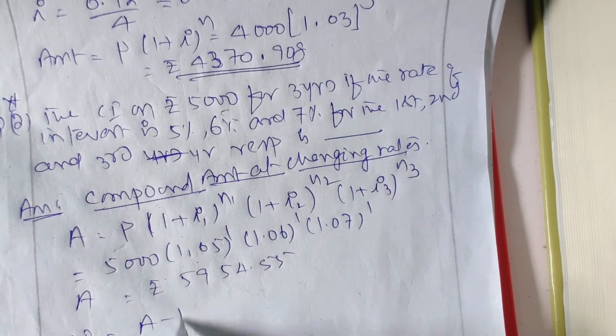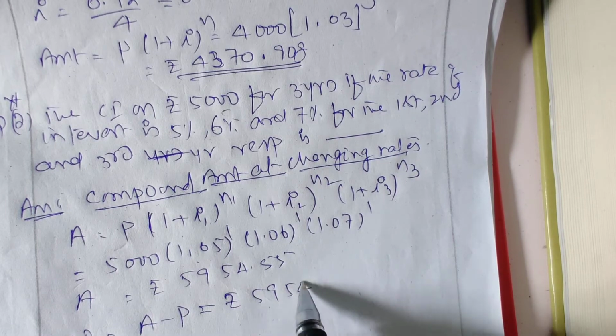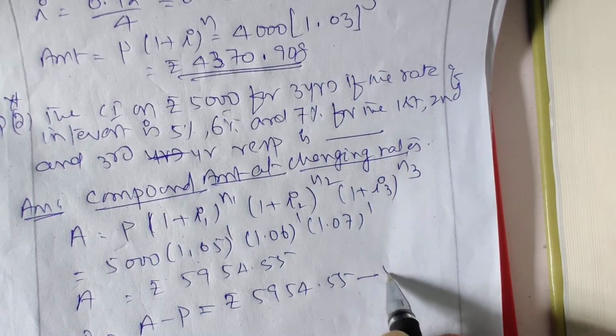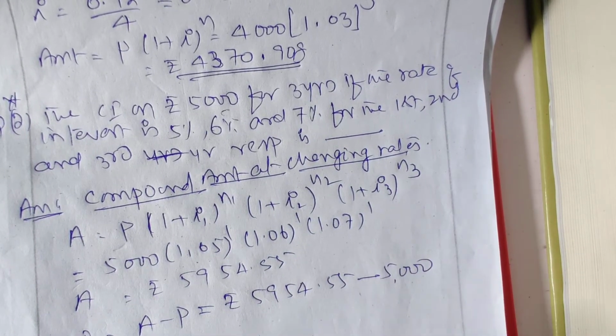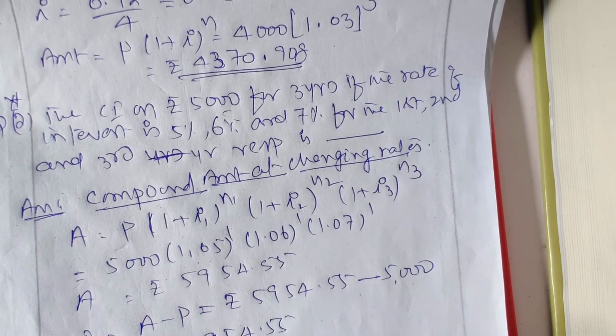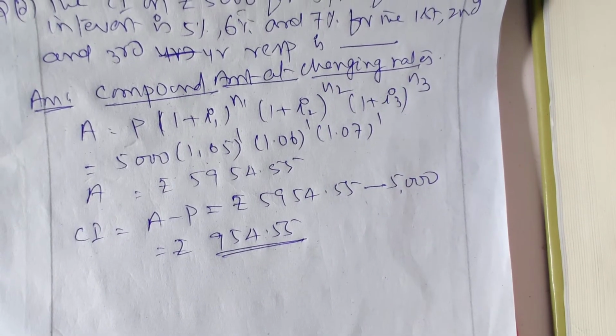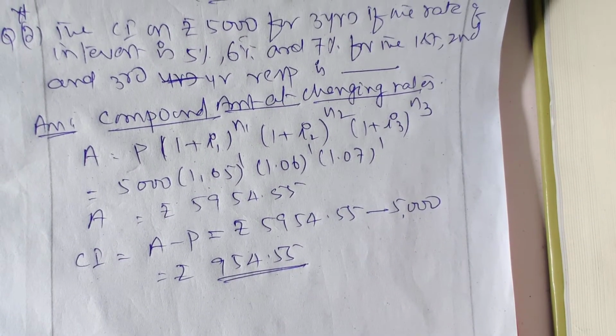Compound interest is amount minus principal. This is rupees 5954.55 minus 5000, which is equal to rupees 954.55. This is the compound interest. 954.55 is the compound interest.